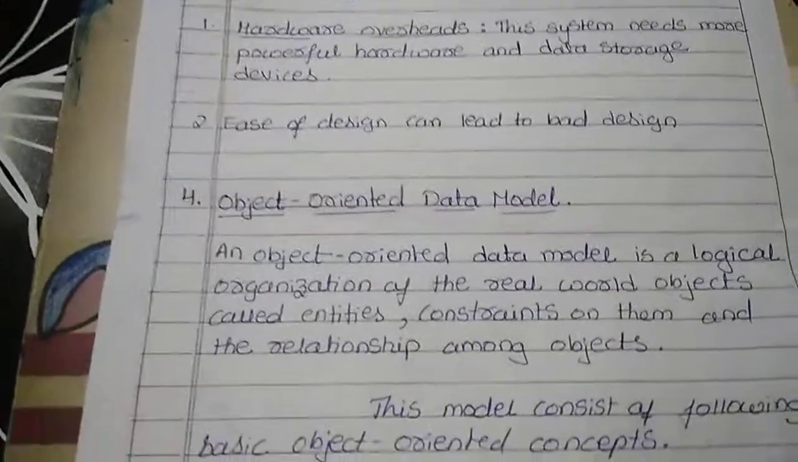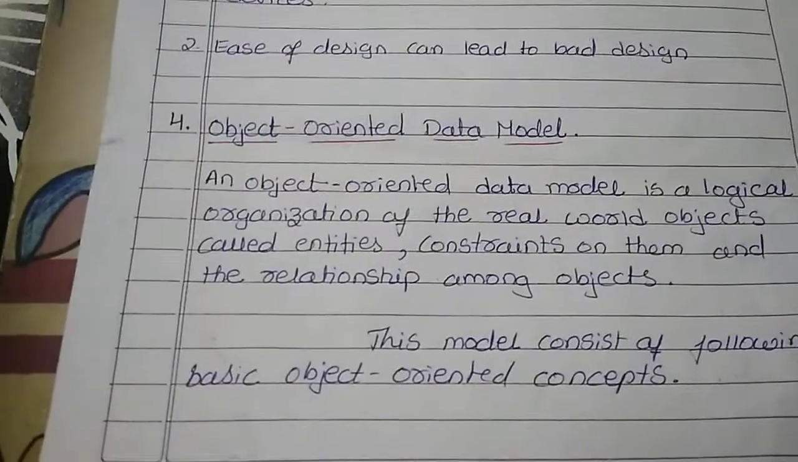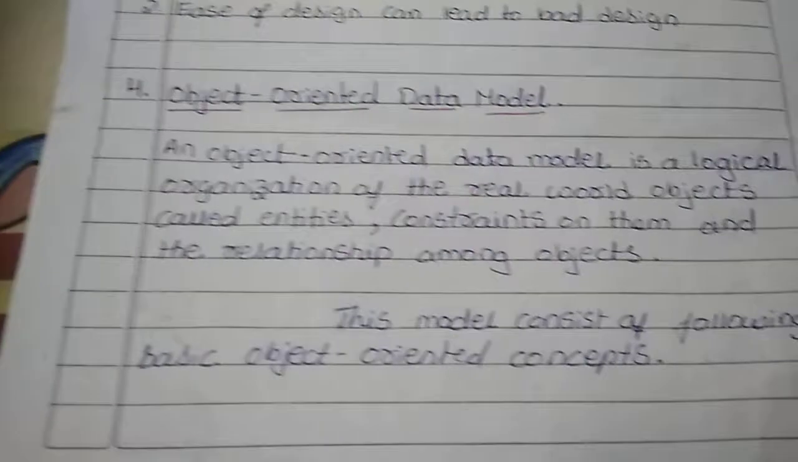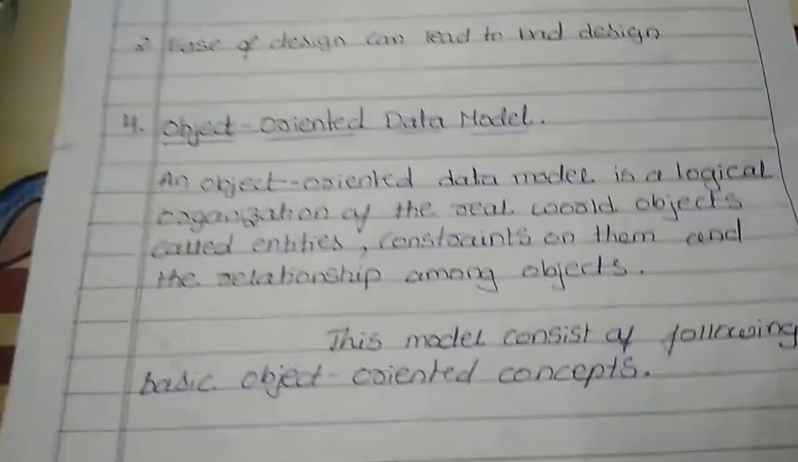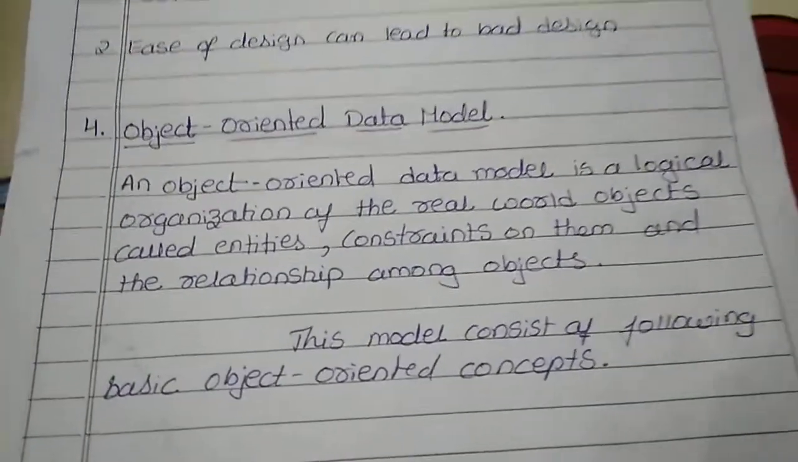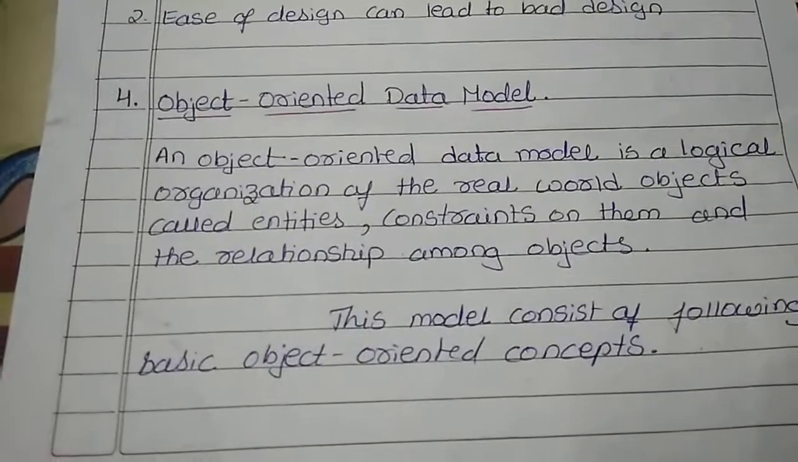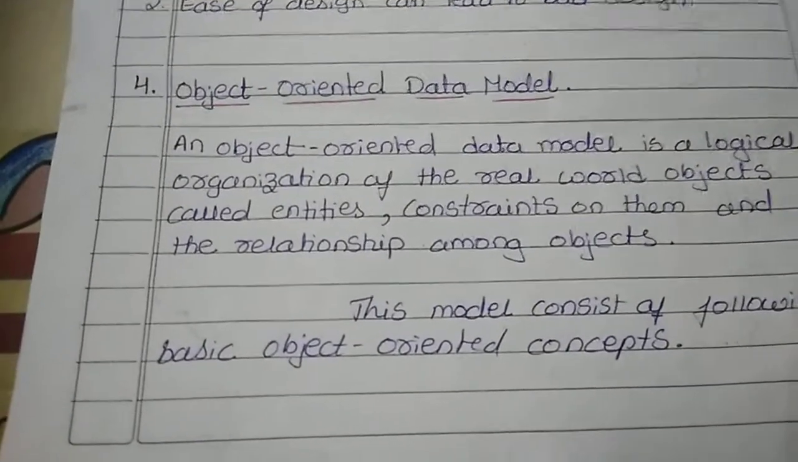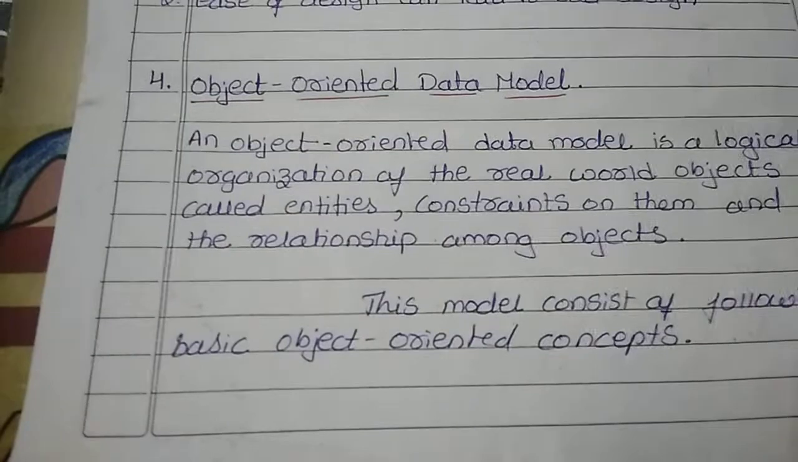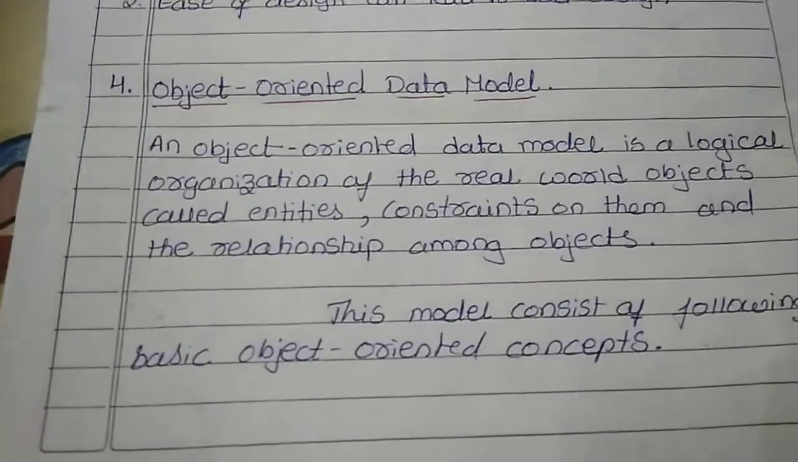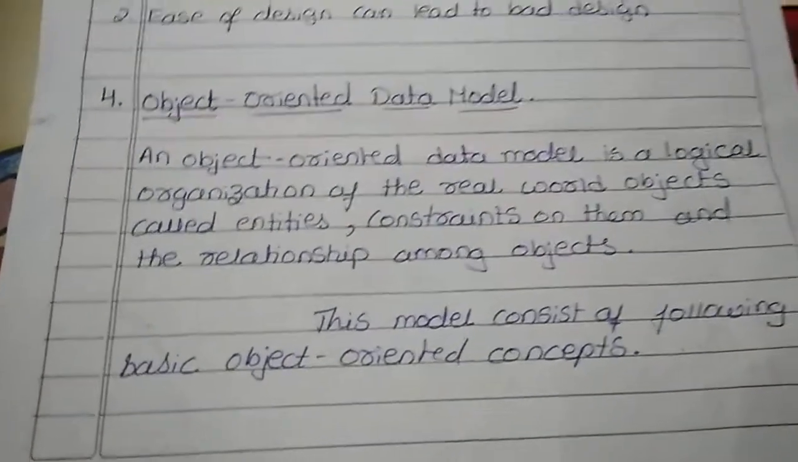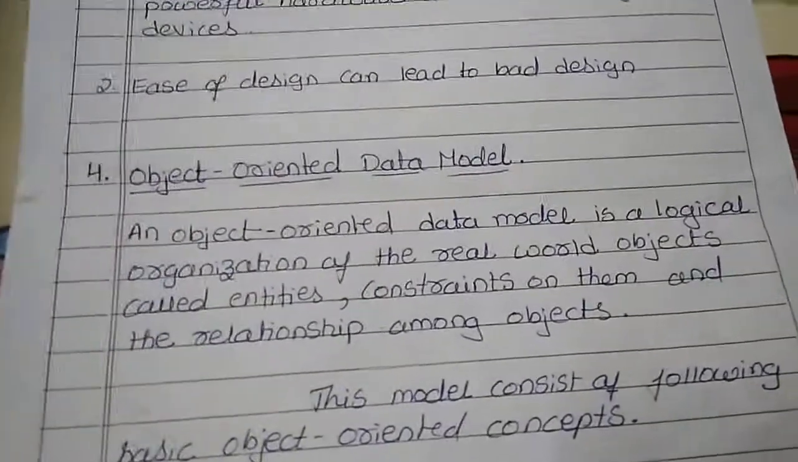Then the fourth type of data model comes in the form of object-oriented data model. Okay, as the name indicates, here the entire data model depicts the real world object called entity and constraint on them, followed by the relationship among the objects. Okay, so this object-oriented model follow the basic concept of object-oriented programming.